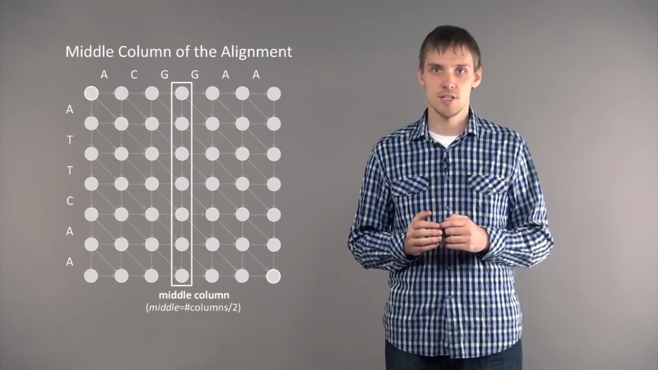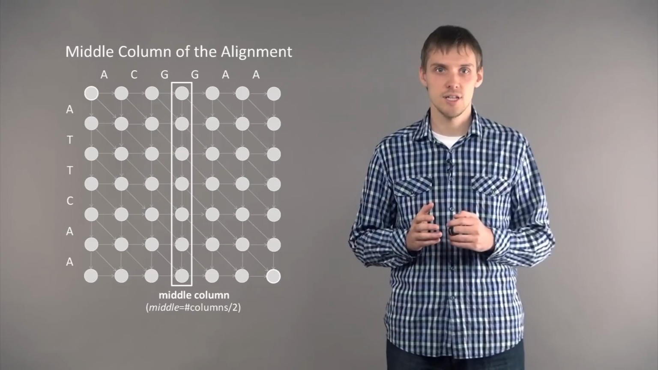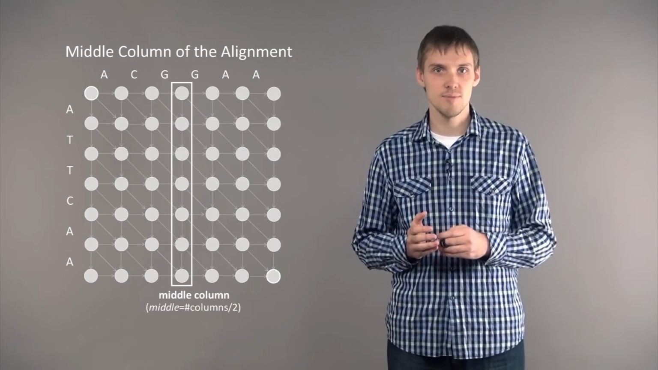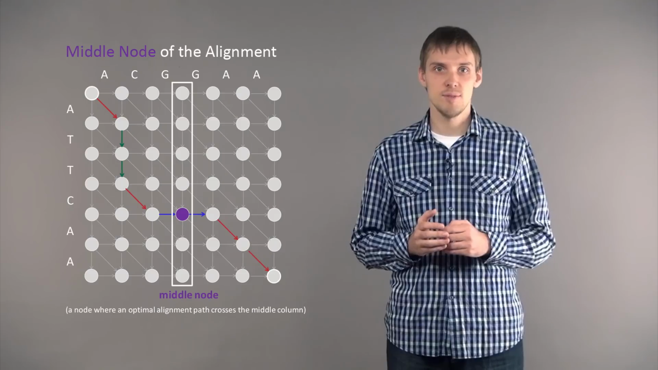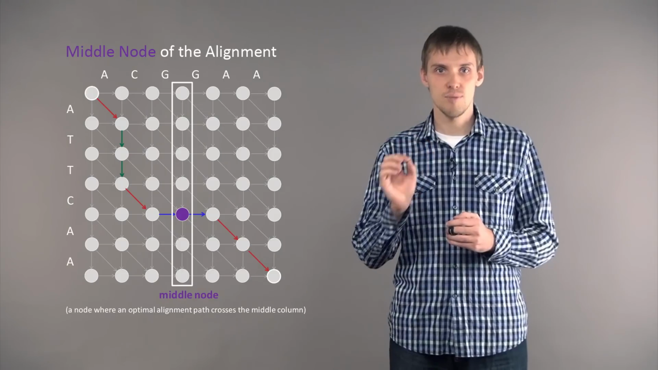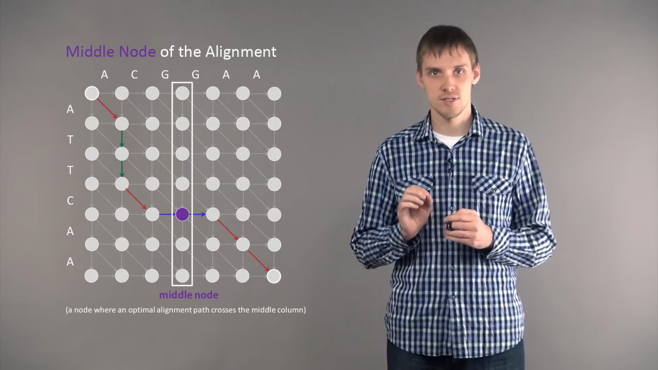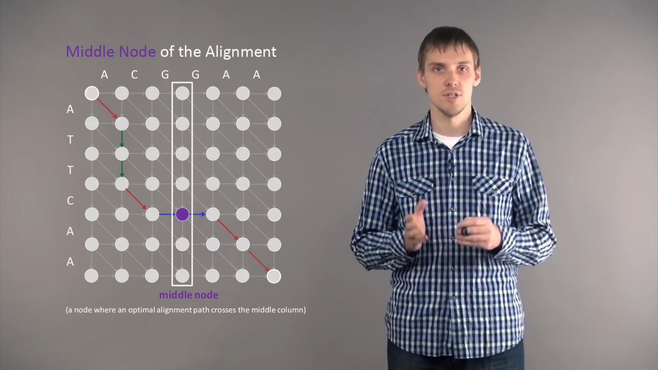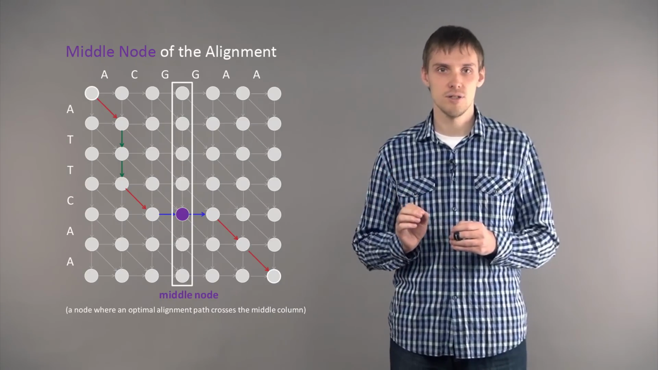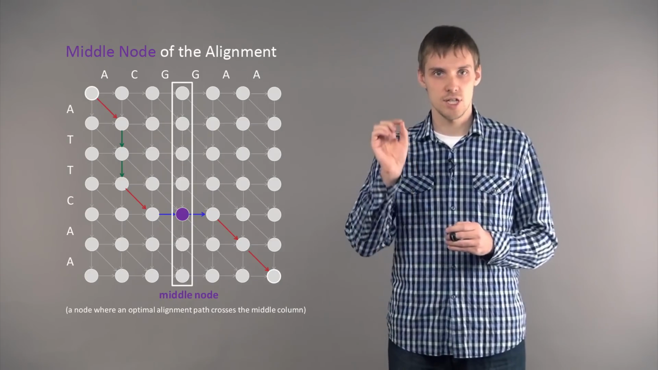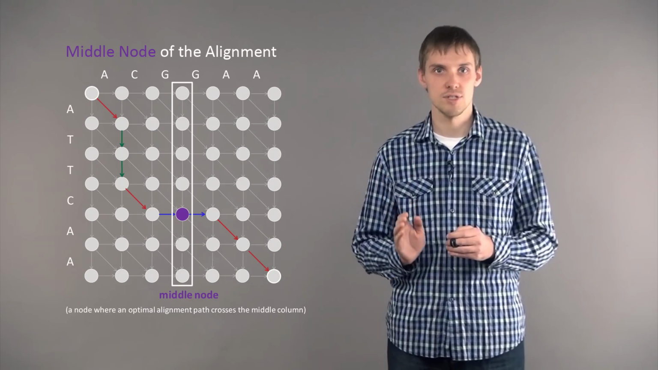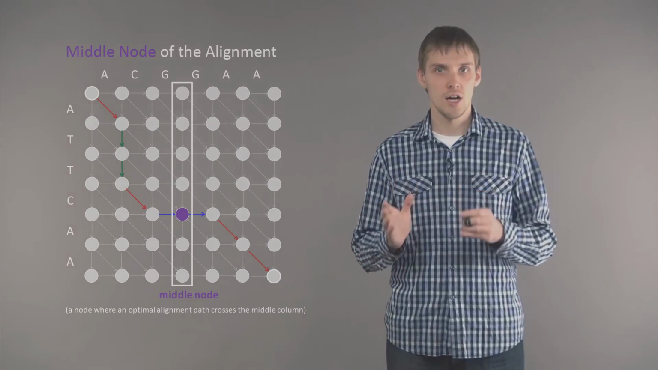Let's define the middle column of our Manhattan grid as the column in the middle, so it's quite simple, and we define the middle node in the Manhattan grid as a node where an optimal alignment path crosses the middle column. For example, in this grid we have this highlighted node as the middle node, because our optimal path goes through this node, and this node is in the middle column.